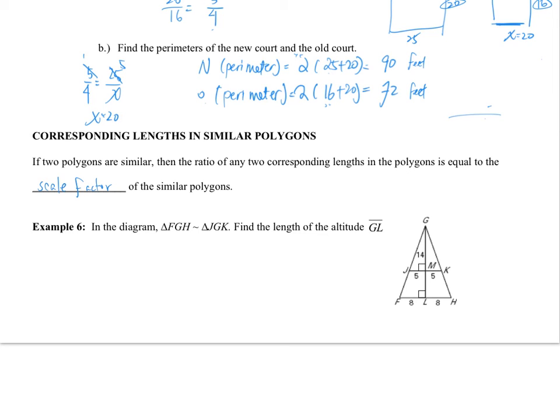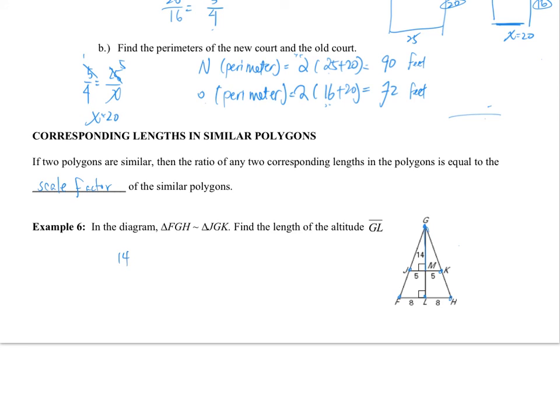And example 6. In the diagram, triangle FGH is similar to triangle JGK. Find the length of the altitude, which is the height of the bigger triangle, GL. Let's first look at the smaller triangle, JGK. We know that the altitude or the height is 14.